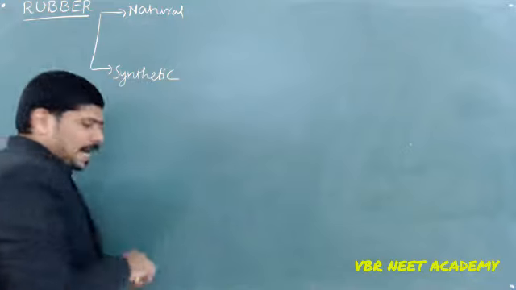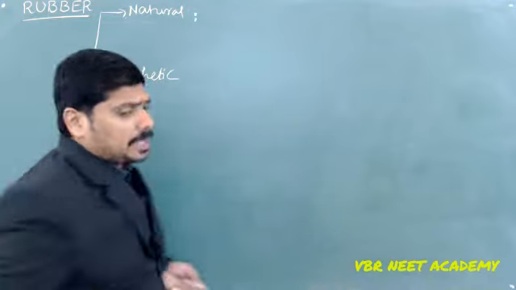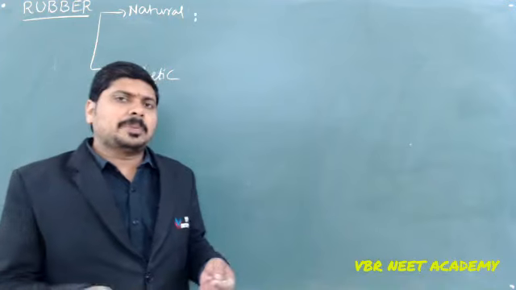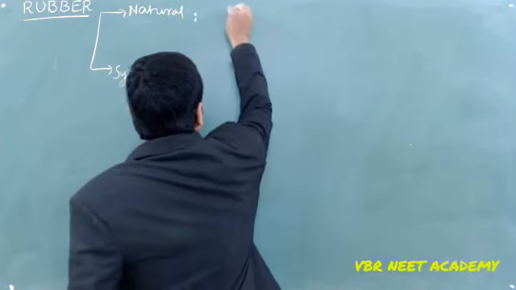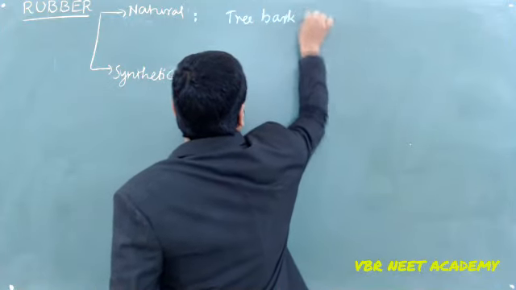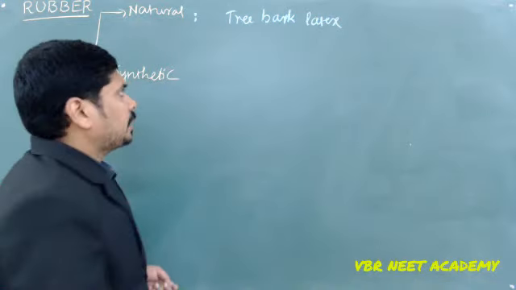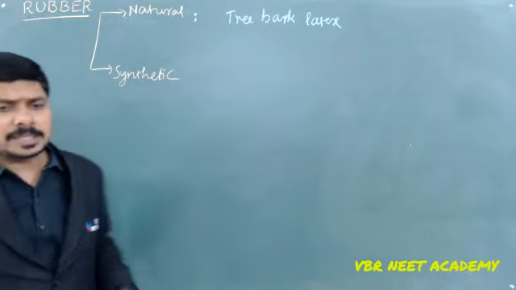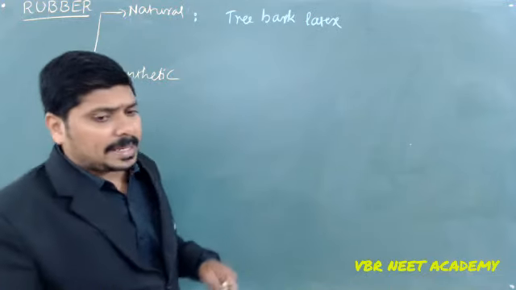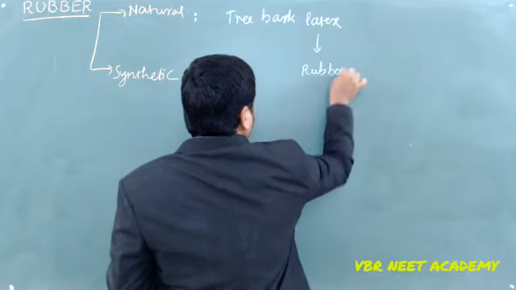When we are going to take natural, what are they? The rubber which is obtained from nature is called natural rubber. The natural rubber is going to be obtained from the tree bark latex. Natural rubber, what is it? Rubber tree. Rubber tree is nothing but Hevea brasiliensis. So that Hevea brasiliensis tree bark is going to be cut. Then we are going to get the latex. From this latex we are going to get the rubber by coagulation.